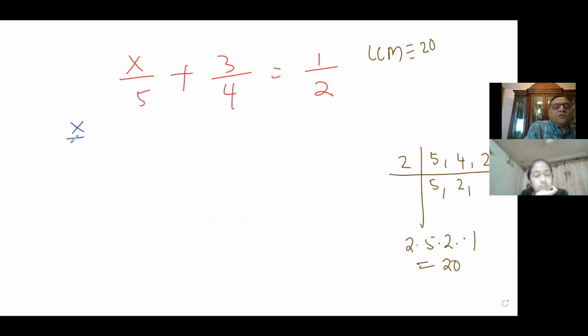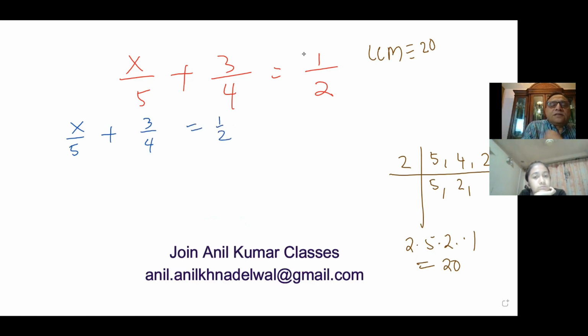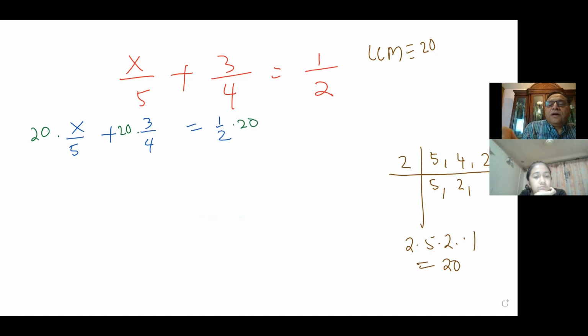Yes. So we have x over 5 plus 3 over 4 equals to half. And we are going to multiply each one of them by 20, correct? Correct. Now we'll simplify. 20 goes 4 times, and here it goes 5 times. So 5 times 3, and here it is 10. So you know what I did here? I cancelled these. That went 4 times, this went 5 times, and this went 10 times, correct? So we got our equation, correct?